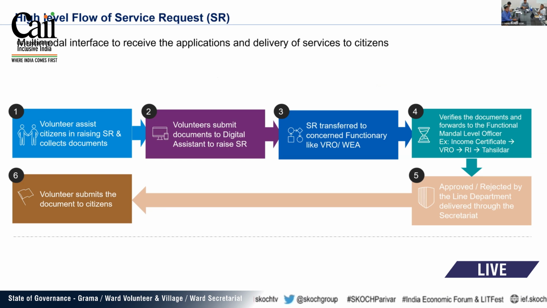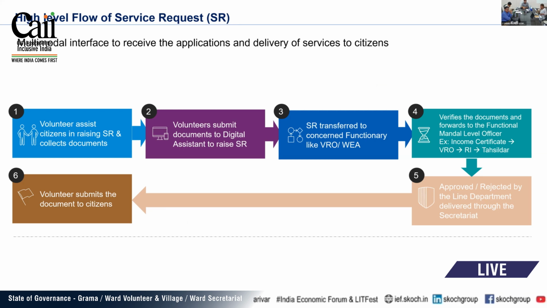So before going to the next slide, I would also like to explain the concept of volunteer. Along with every secretariat, we have 15 to 20 volunteers attached to them. This volunteer concept is based on households. For every 50 to 70 households in rural areas, we have around one volunteer, and for every 80 to 100 households in urban areas, we have another one volunteer.